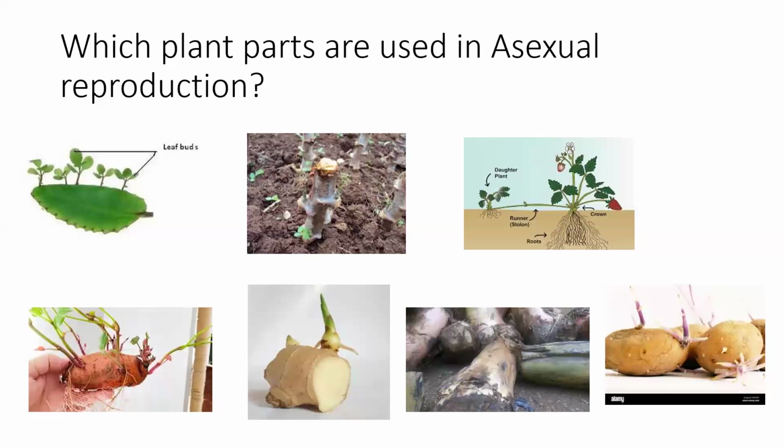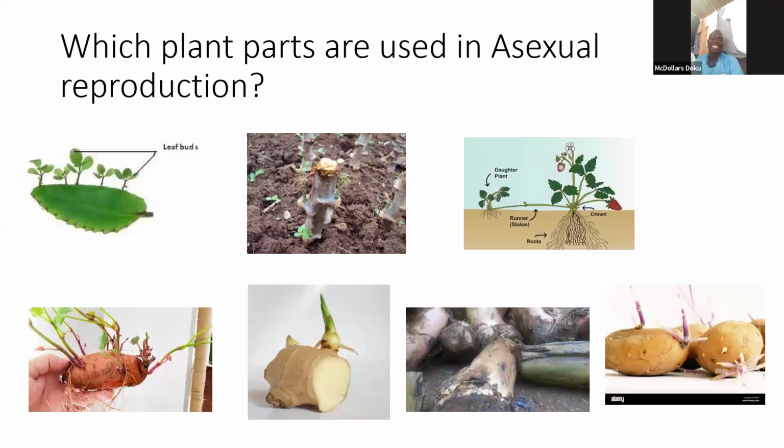When you're growing sweet potatoes, what do they use? The vines. Are those flowers? Are they seeds? No. That is also asexual reproduction. What about bananas? What do they plant? Stems. No, suckers. That is also asexual. Very good. So you're on track.